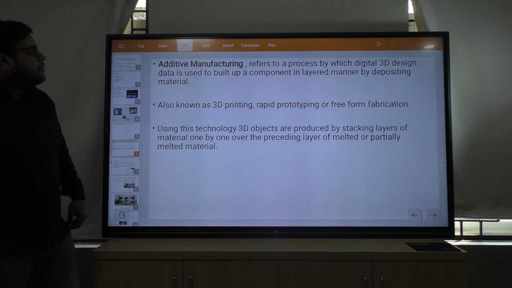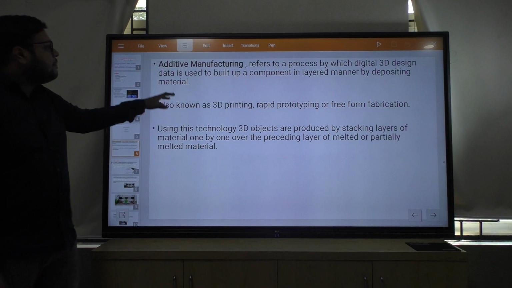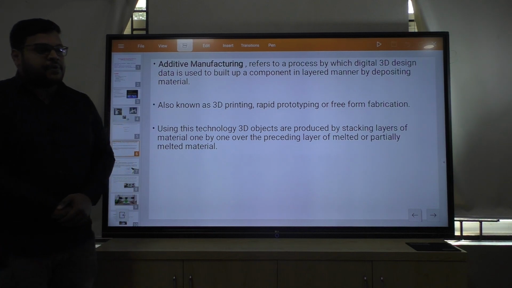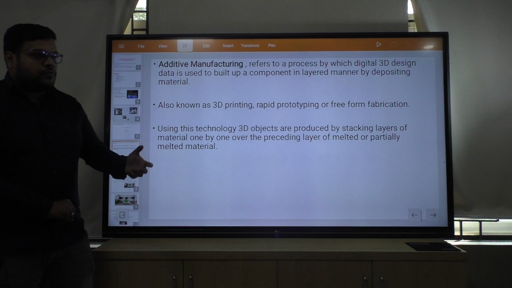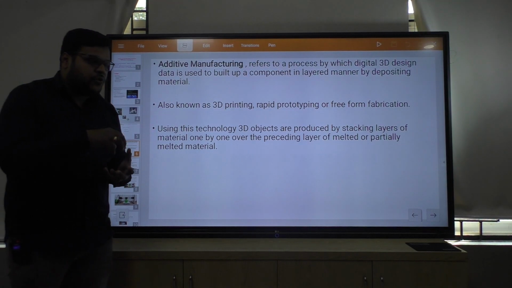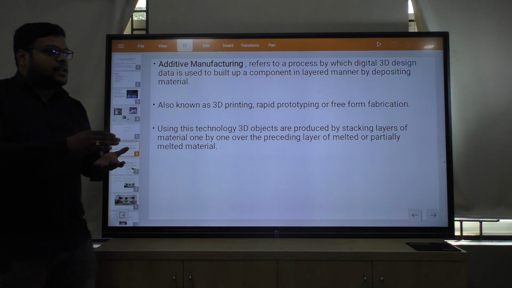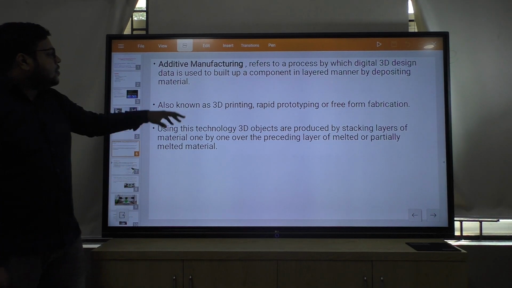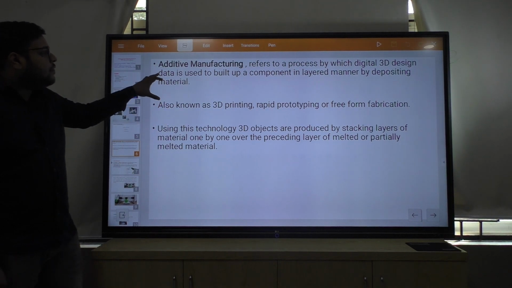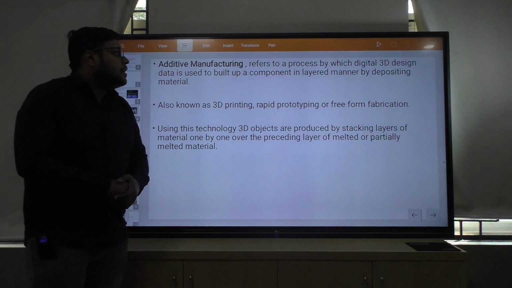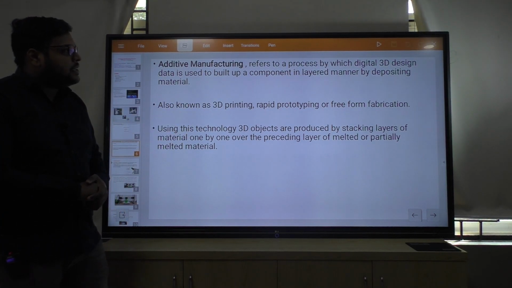Next slide. What is the term additive manufacturing? From additive manufacturing we know that we have to add some material to it, layer by layer. Let's see the definition of additive manufacturing. It is clearly written that it refers to a process by which digital 3D design data is used to build up a component in a layered manner by depositing material.